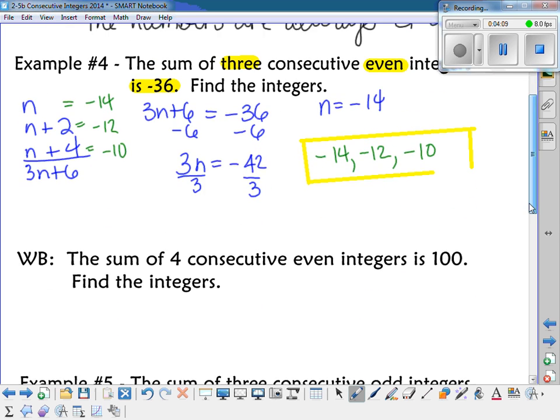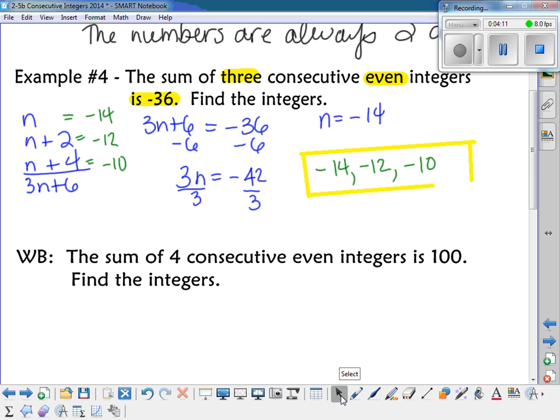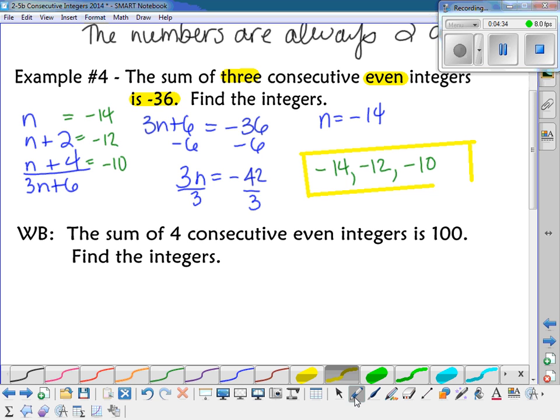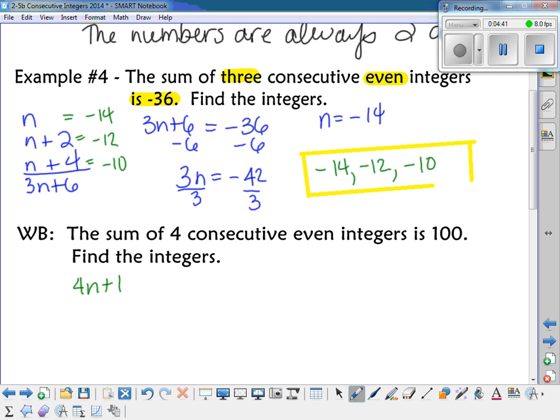This time I want you to try one with 4 consecutive even integers. Before you solve the whole thing, show me the equation you're going to solve, just to make sure you've got it set up right. It looks like most of you were able to set it up. You have n, n plus 2, n plus 4, and n plus 6, so that adds up to 4n plus 12. You make that equal to 100 and solve that.